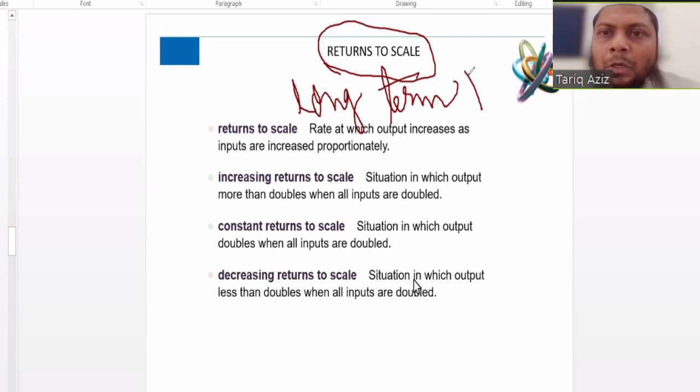Then we talked about constant isoquants. This topic I will take up in the next class, that is, returns to scale or long-term production. What is the relationship between input and output in the long run? As we know, the long run is a period in which all inputs are variable. All inputs can be changed. No input is constant in the long run. Every input can be changed.